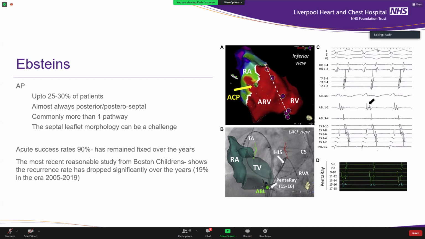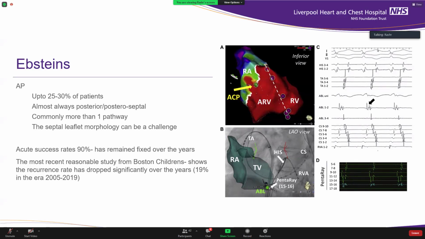In terms of acute success, rates have remained fixed over the years. There have been several studies, and the most recent one from Boston Children's still shows acute success rates of about 90%. As 3D mapping and ablation technology has got better and better, the recurrence rates for accessory pathways in Epstein's have improved to about 19-20%, having been nearly two thirds many years ago.